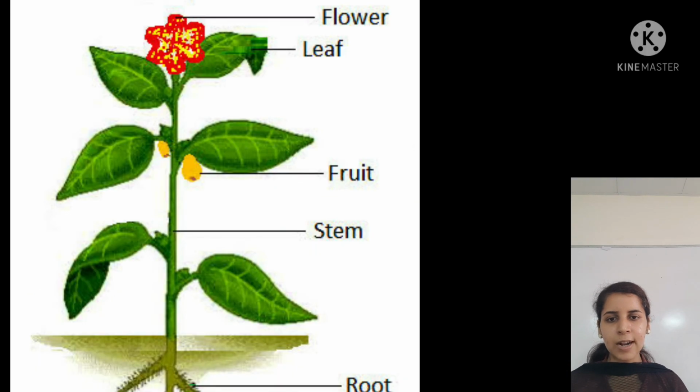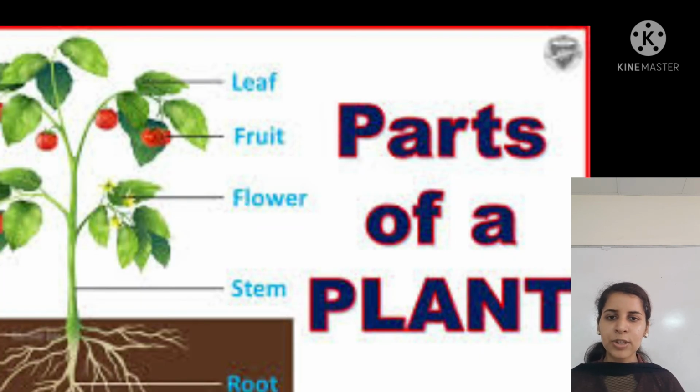So students, these are the different parts of the shoot system: stem, leaf, flower, fruits and seeds. So this is about your chapter number 6, parts of a plant.